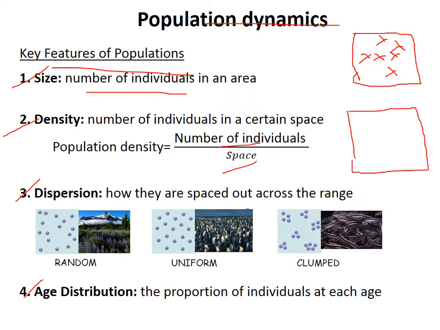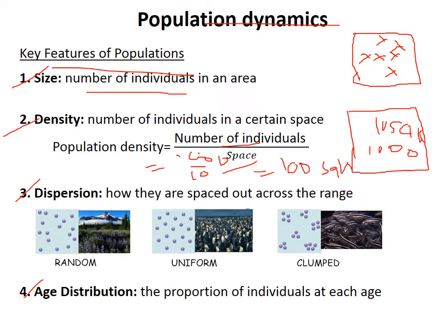Suppose this is an area of 10 square kilometers, and there are around 1000 tigers there. So whatever the density is, 1000 divided by 10 is equal to 100 per square kilometer. So this is the density of tigers in this particular region.